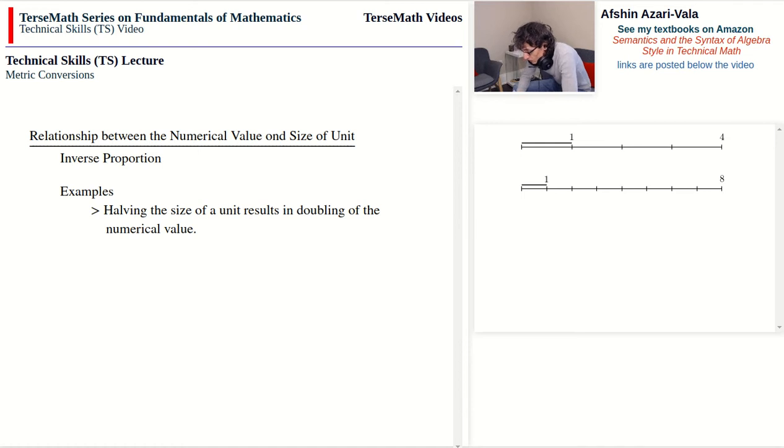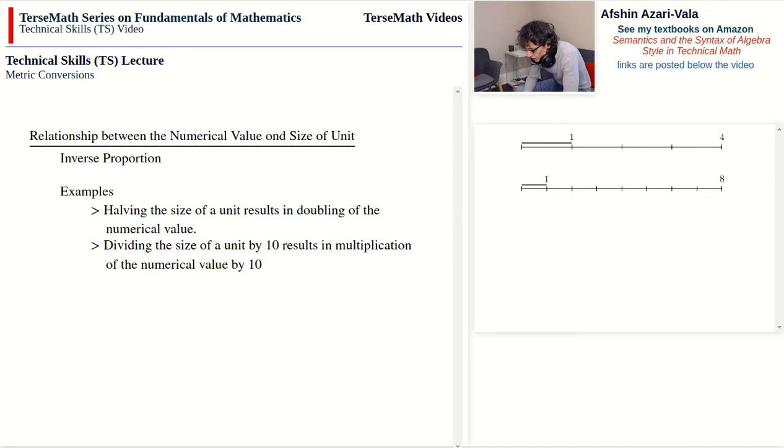Now, of course, I could do that for any number. I could divide the length of the unit by 3, and then the numerical value would get multiplied by 3. Or if I double the length of the unit, then I will have to divide the numerical value by 2. And this relationship is something that we have with units, with the size of the unit and the numerical value that goes with it. The one that we care about a lot is 10, because in SI, each unit is divided into 10 units to create a smaller unit.